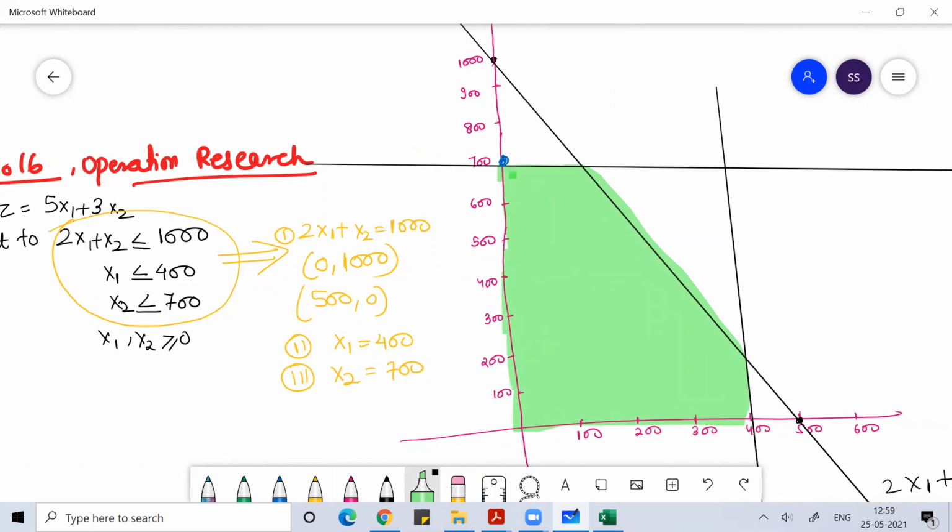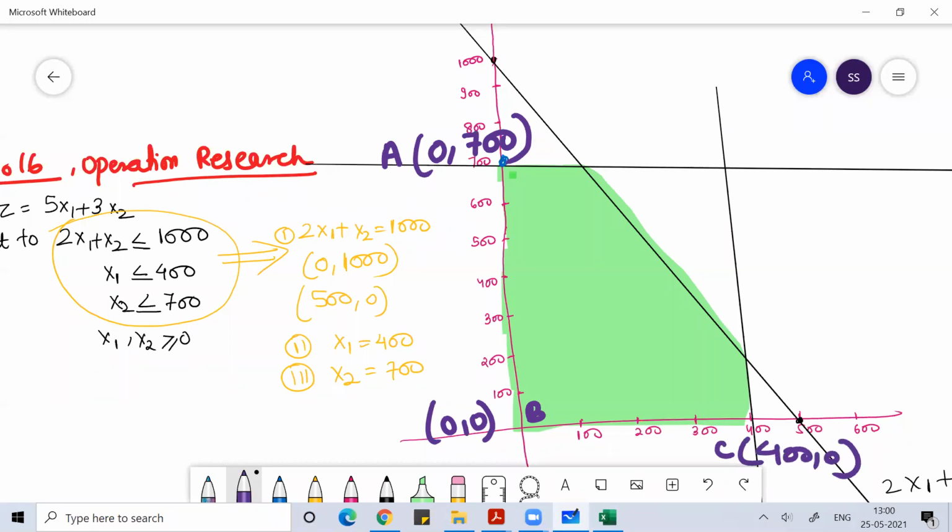So you can find your coordinates. What are your coordinates? Here, this is point A, which would be 0 comma 700. Then this would be 0 comma 0, point B. Point C would be 400 comma 0, and point D is the intersection of two lines.